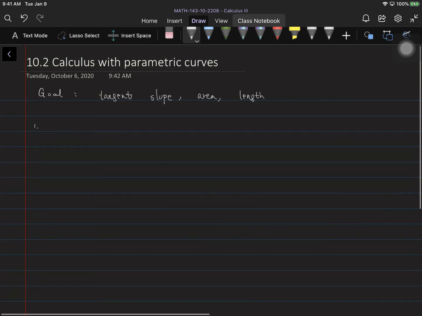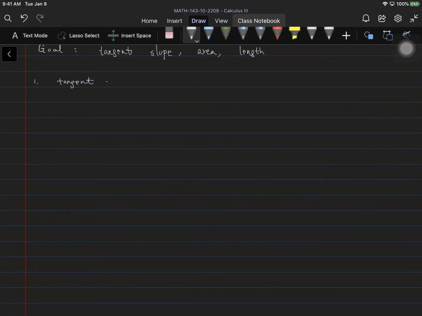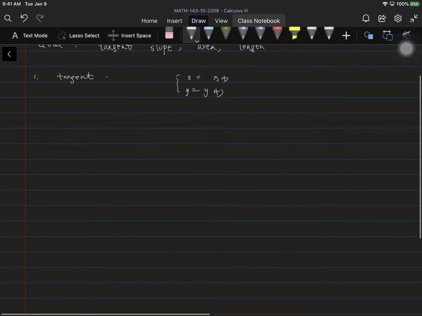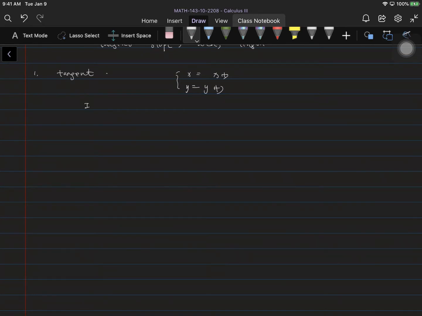So tangent, in calculus 1, we know that's the derivative of the function, right? So for the parametric curve, we're going to find the tangent this way. Firstly, we need to know our parametric curve should be x equals x(t), y equals y(t). Okay, so if dx/dt is not 0, you can see here we have two functions, right? Two functions.